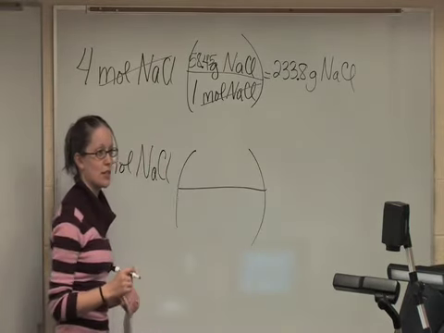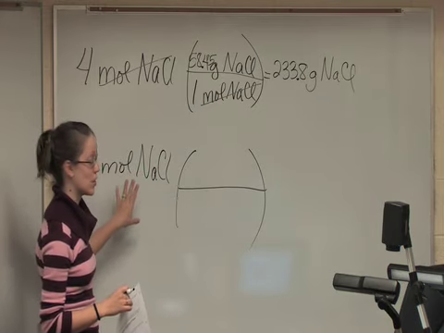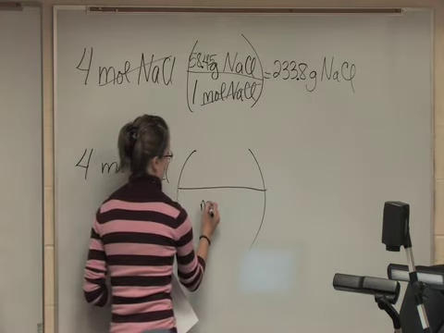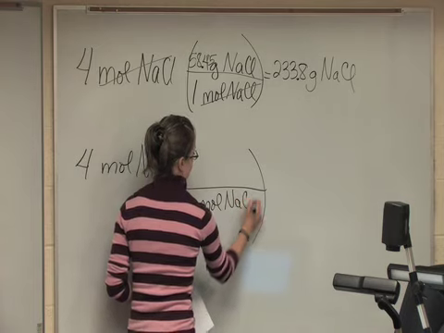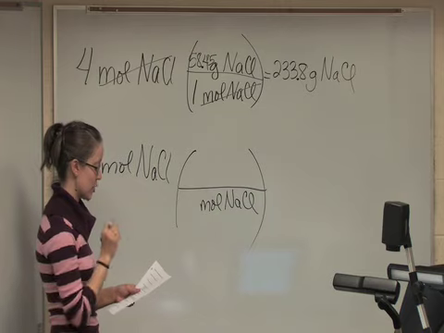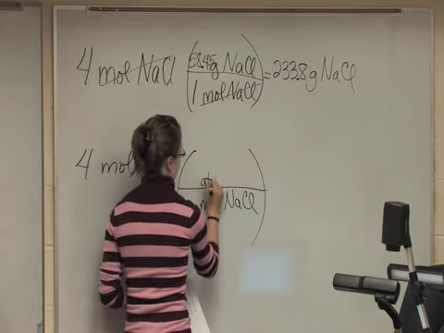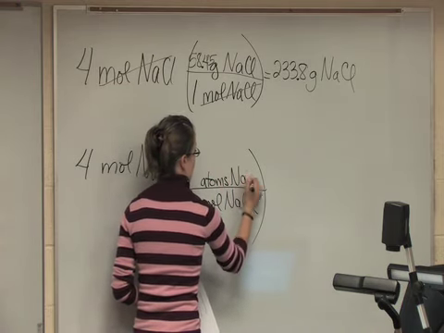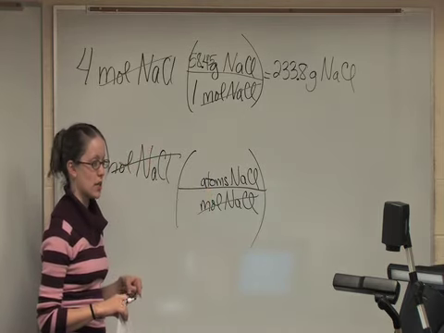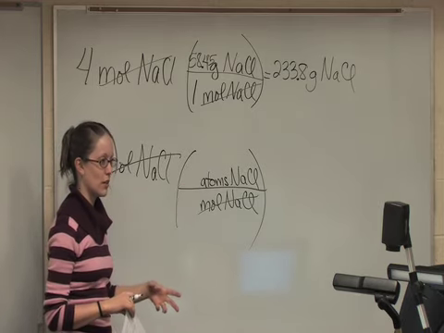What's going to be different is how we set up our parenthesis. What is the same is how we have to set it up to cancel. So what's going to go on the bottom here to cancel? Moles of sodium chloride. What am I looking for? Atoms, because the question says how many atoms. So atoms goes on the top. Moles cancel. I'm left with atoms. Is that what the question asked for? Yes.